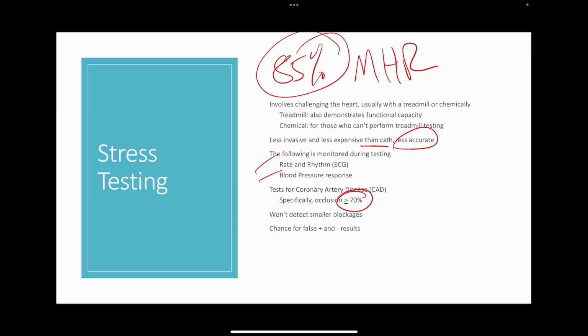At what work rate do they start getting ischemic changes? With the stress test, every 3 minutes, the speed and the grade go up on the treadmill. Or if you're on a bike, the bike gets a little harder resistance. But they're mapped out with protocols so that at every stage, we know exactly how much metabolic consumption your body needs and whether you can meet the demands. It won't detect small blockages, and there's a chance of false positive and false negative results with a normal stress test.